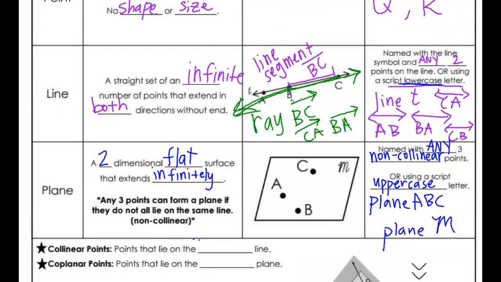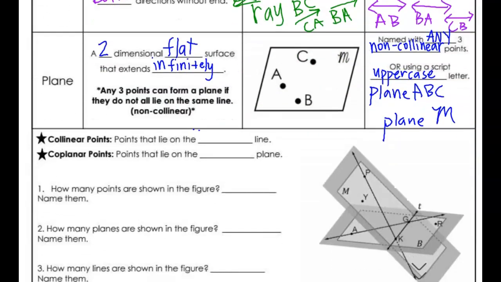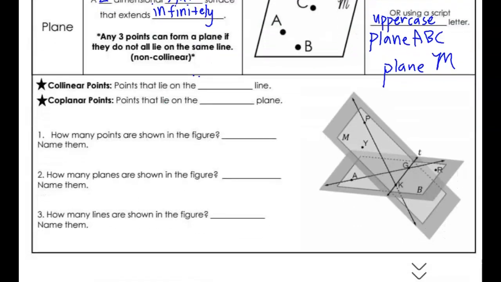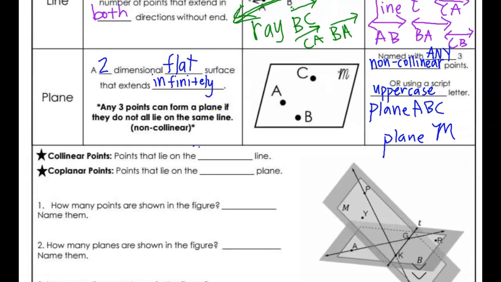Okay, do you see how this is a lowercase t? This is an uppercase M. Okay, so very different. You have to know that. Okay, alright, let's keep going. Right here in our definition, I use the word non-collinear. Let's talk about what that means.